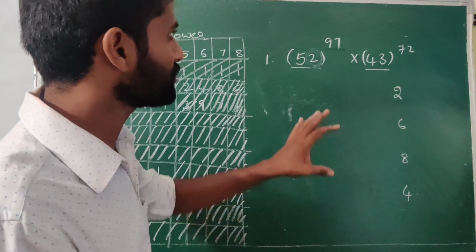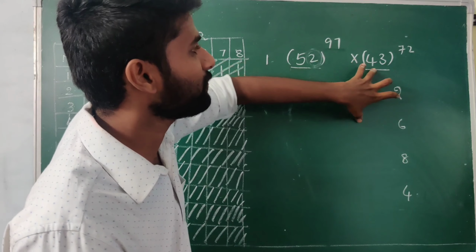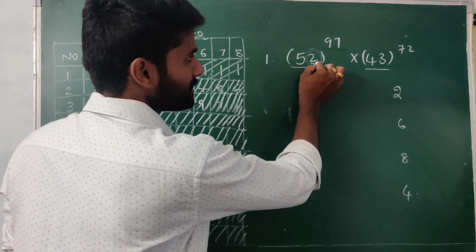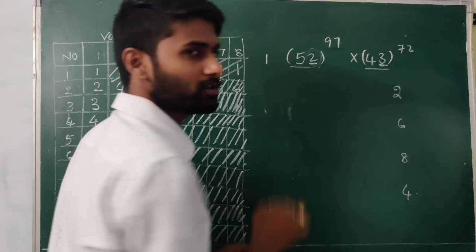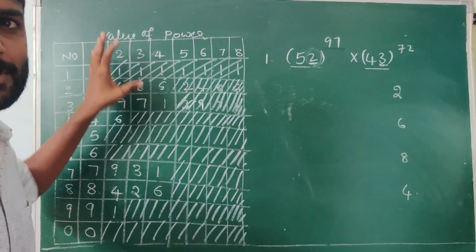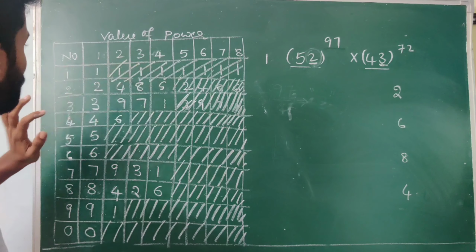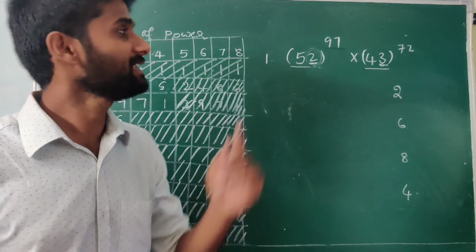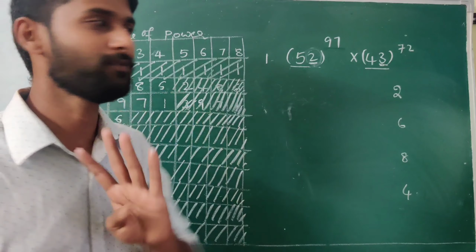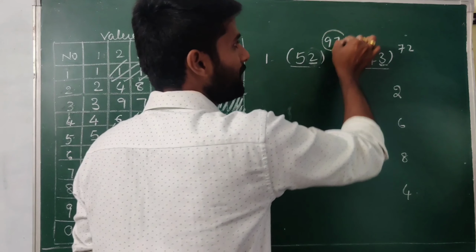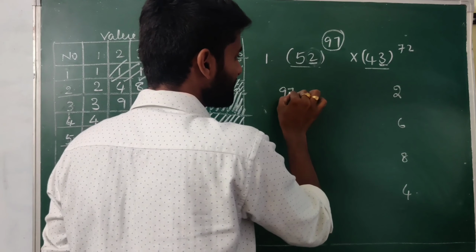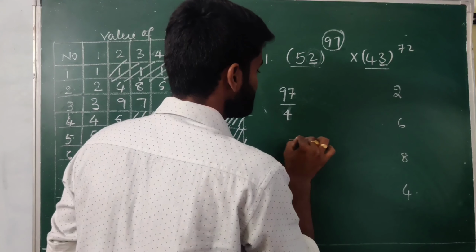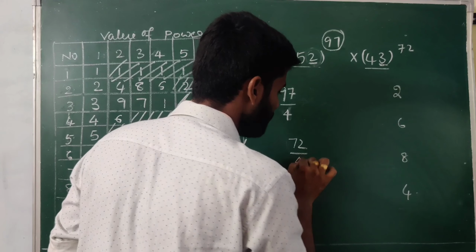Okay, see, first question. If 52 power 97 into 43 power 72, what is the units place? Just see. Here the units place is equal to 2 and the units place is equal to 3. Just recollect the information for power cyclic. 2 can be repeated in 4 values, 3 can be repeated in 4 values. If 4 values are repeated, then we concentrate on the power values divisible by 4. 97 divided by 4, and again 72 divided by 4.